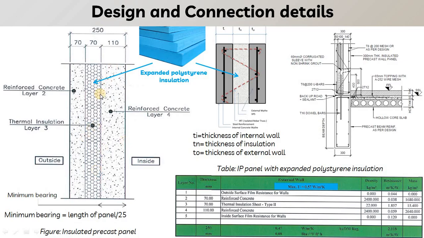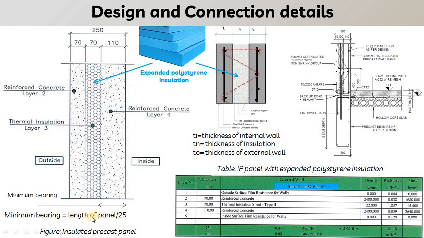So here in this figure you can see the total thickness of the element is 250 mm, in which the first layer, that is the external layer of the panel, is 70 mm, and we have 70 mm insulation material, and this 110 is the inner layer where the hollow core slab will rest. So this 110 part is very important. That is also known as the minimum bearing requirement. As per the standard, the minimum bearing requirement will be the length of the panel divided by 25. That is the standard requirement.